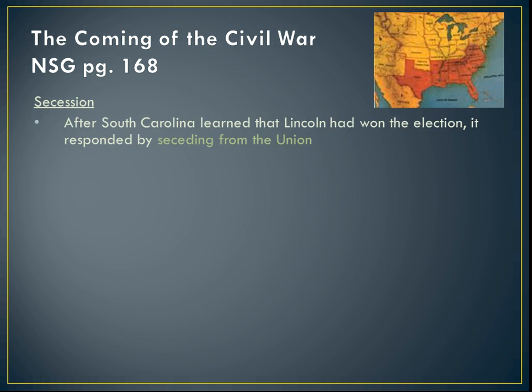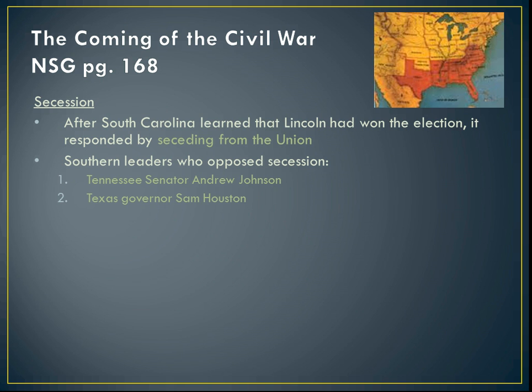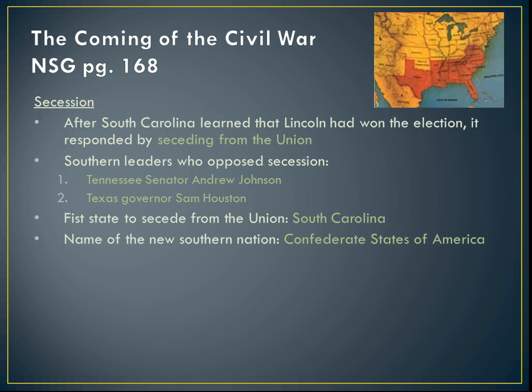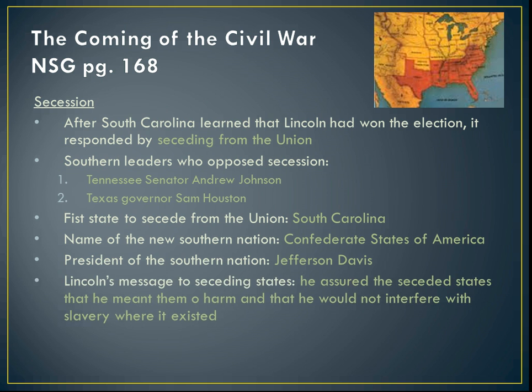This leads to secession. South Carolina, when it learned that Lincoln had won the election, responded by seceding from the Union. Southern leaders who opposed the secession, Tennessee Senator Andrew Johnson and Texas Governor Sam Houston, didn't want to secede. The first state to secede from the Union was South Carolina, and then they named the Southern nation the Confederate States of America. President of the Southern nation, they named Jefferson Davis.